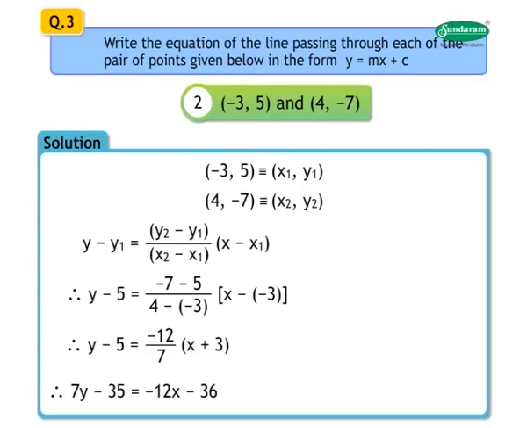Therefore, 7y minus 35 is equal to -12x minus 36. Therefore, 7y is equal to -12x minus 1. Therefore, y is equal to (-12x minus 1) upon 7.